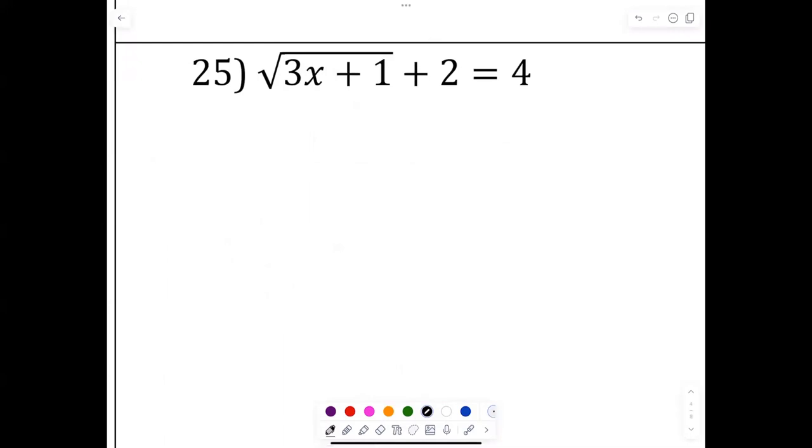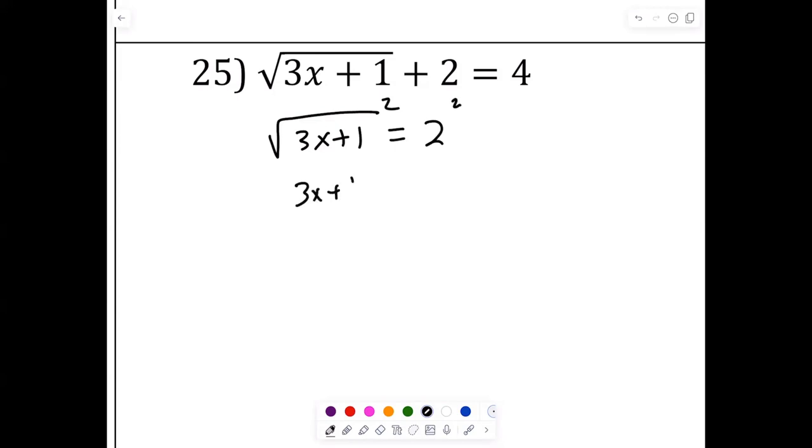25. What do I have to do first? Minus the 2, square root 3x plus 1 equals 2. Now what? Squaring both sides. 3x plus 1 equals what? 4. Now what? Subtract 1. Then what? X equals 1. Thank you. All right, that should be relatively easy. You learned another inverse operation. All right, here we go.